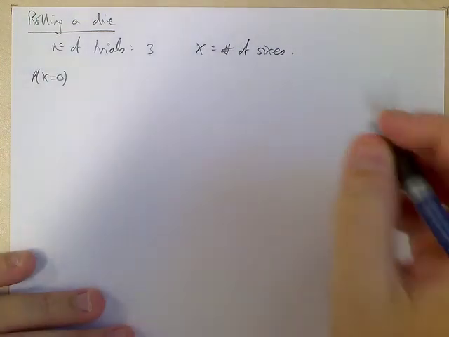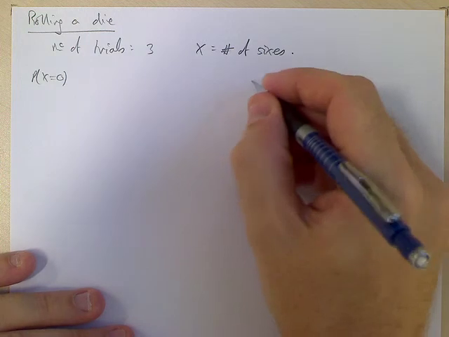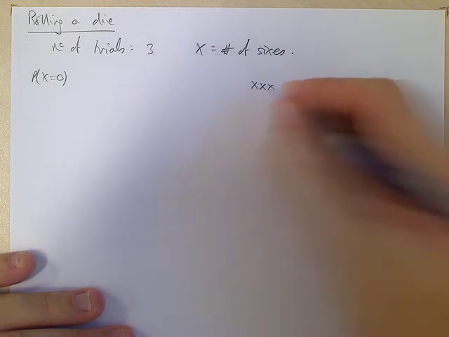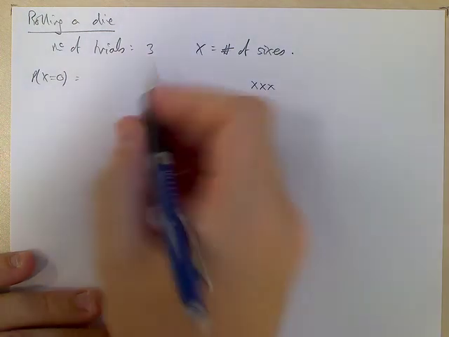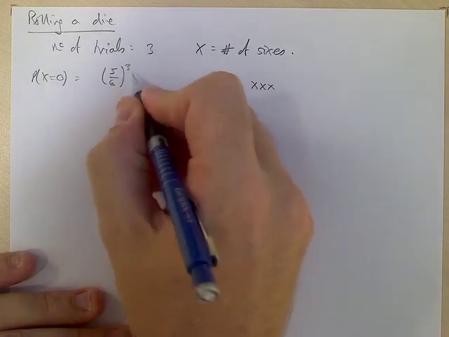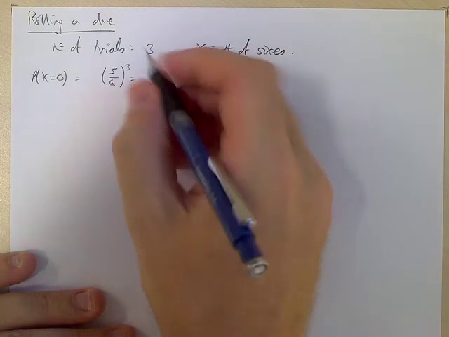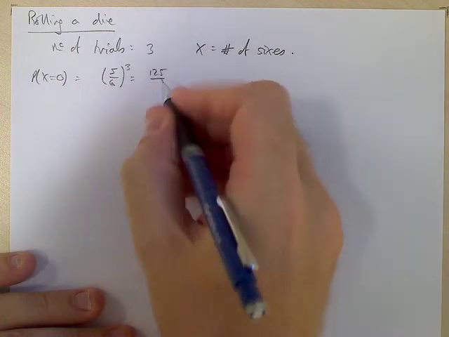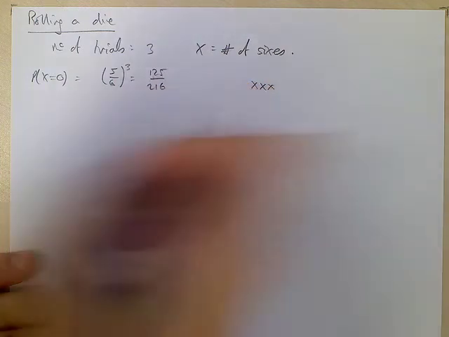Let me think what I need. To get no 6s, I need to fail, and to fail, the probability of not getting a 6 is 5/6. I need that to happen 3 times. That gives me 125 over 216.